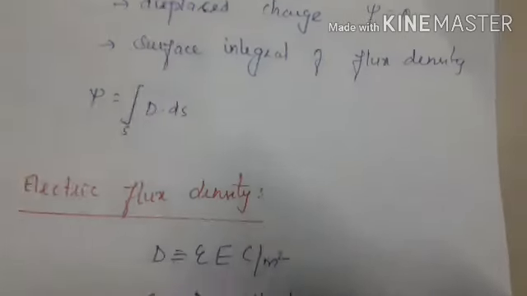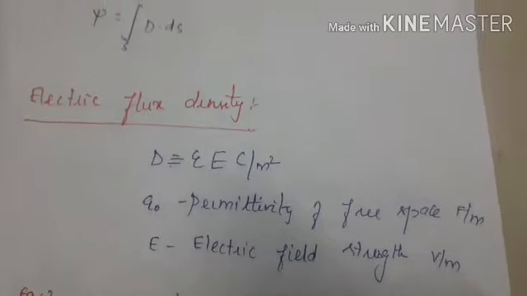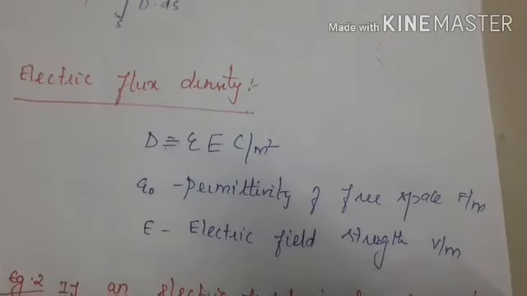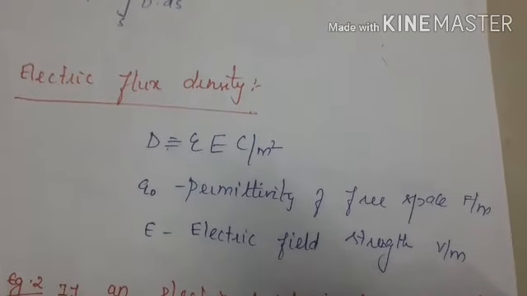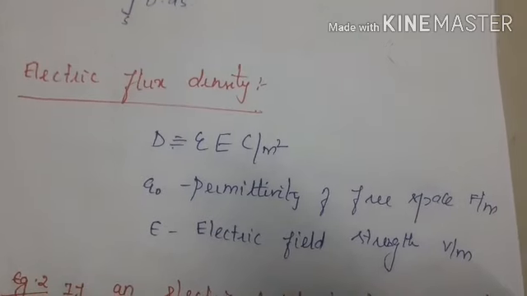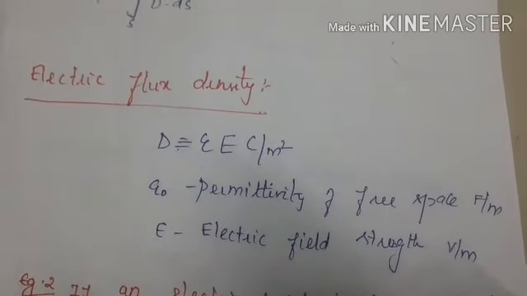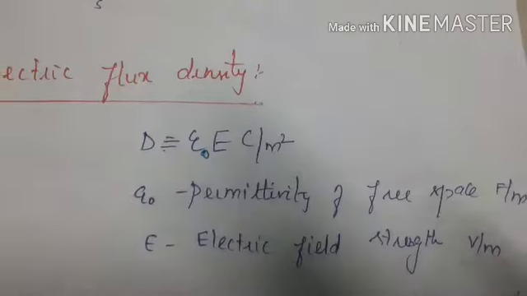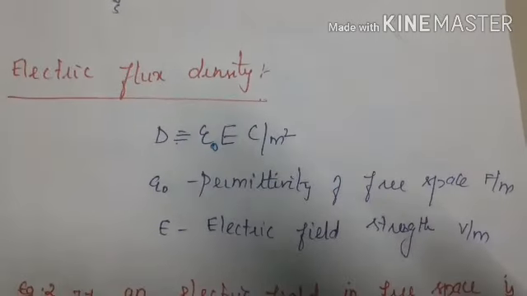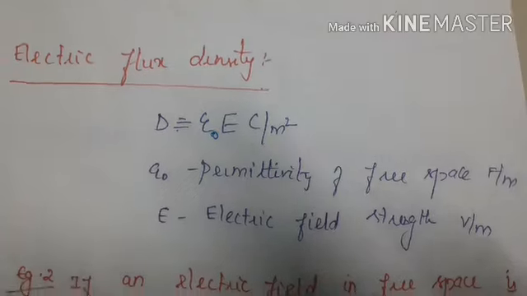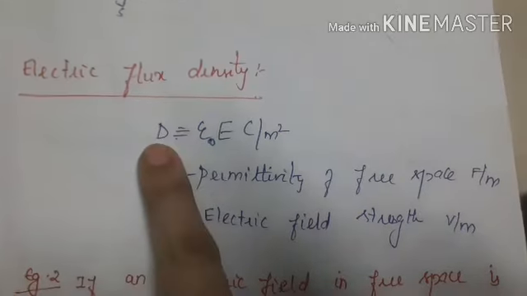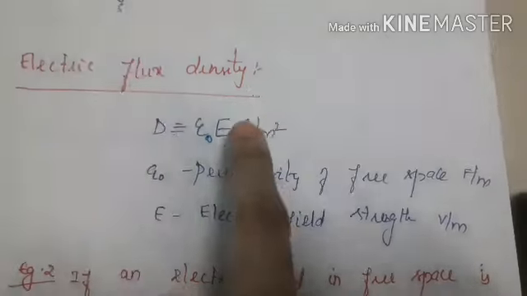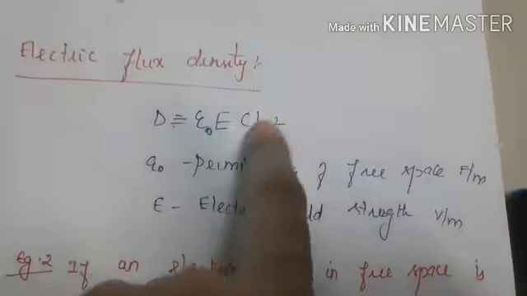Now let's see what electric flux density is. Electric flux density is the product of permittivity and the field strength. So D is equal to epsilon into E. Electric flux density is represented by the letter D. So D is equal to epsilon naught into E. The unit is coulomb per meter square.